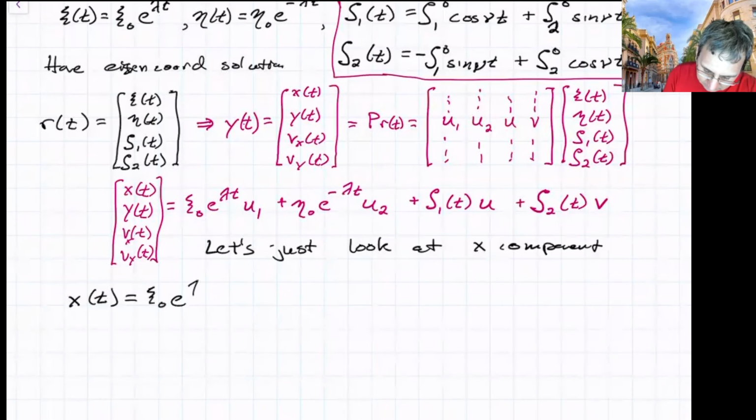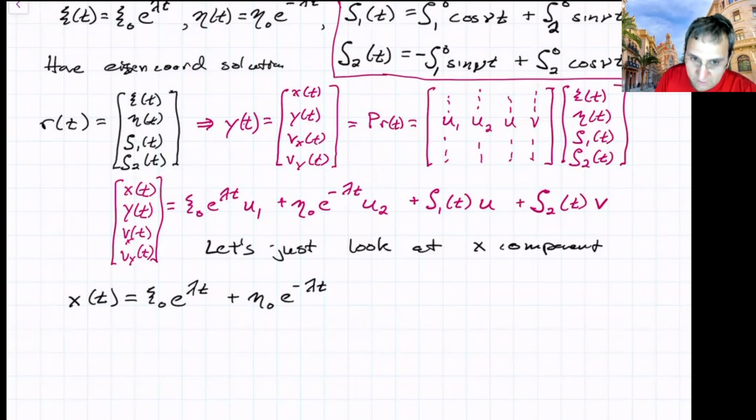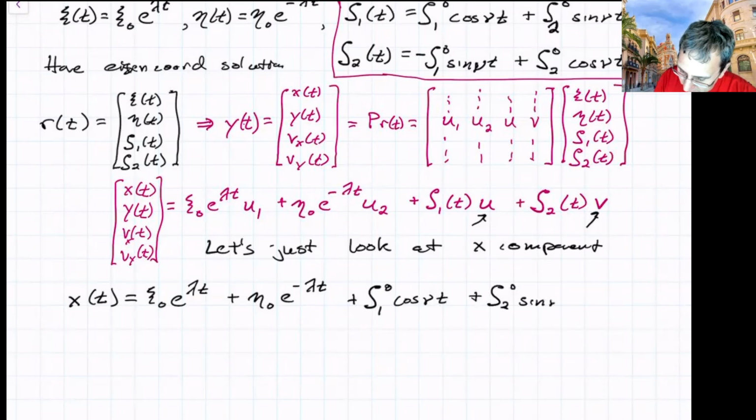C naught e to the lambda t. That first entry is just 1 from the eigenvector. And then eta naught e to the negative lambda t. And then only u had something in the x direction. V had a 0 in the x direction. So we're left with just zeta 1 of t. So that would be zeta 1 naught cosine nu t plus zeta 2 naught sine nu t. So this is the analytical solution of what happens to the x direction with respect to the equilibrium point.